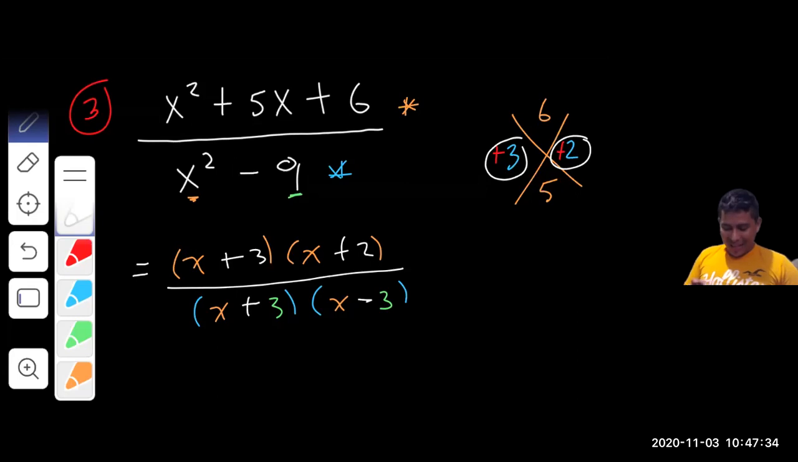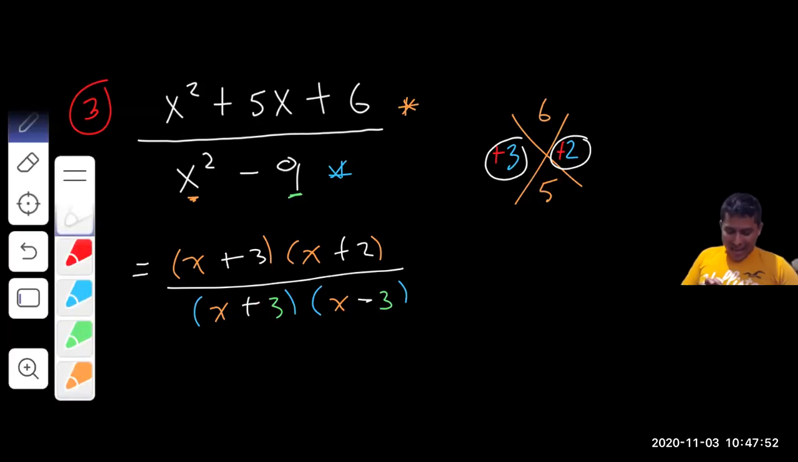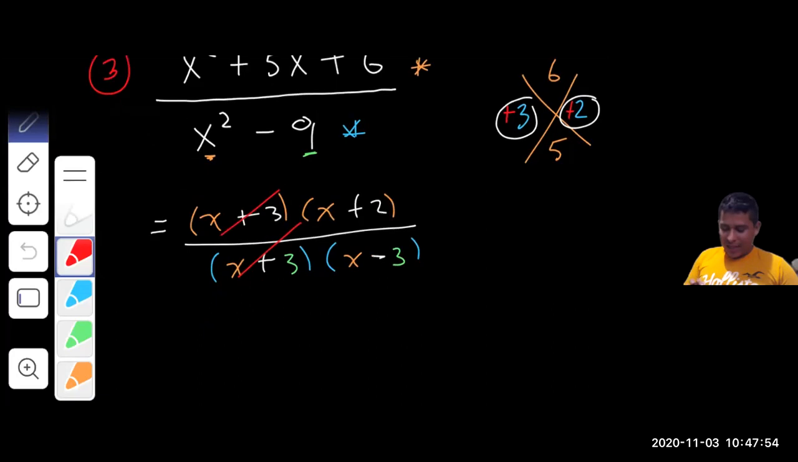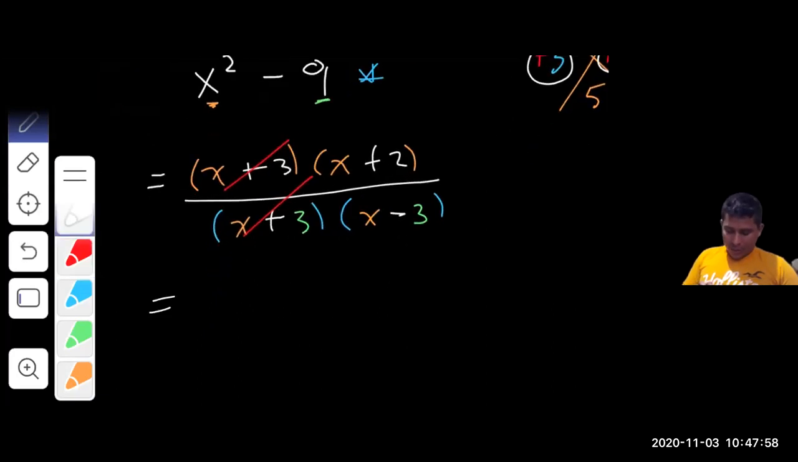Now, having these on our hands, can we cancel, simplify something? We can cancel x plus 3. X plus 3 divided by x plus 3 is 1. I can get rid of this. This is just 1. And what is the only thing that is going to be alive? X plus 2 over x minus 3.